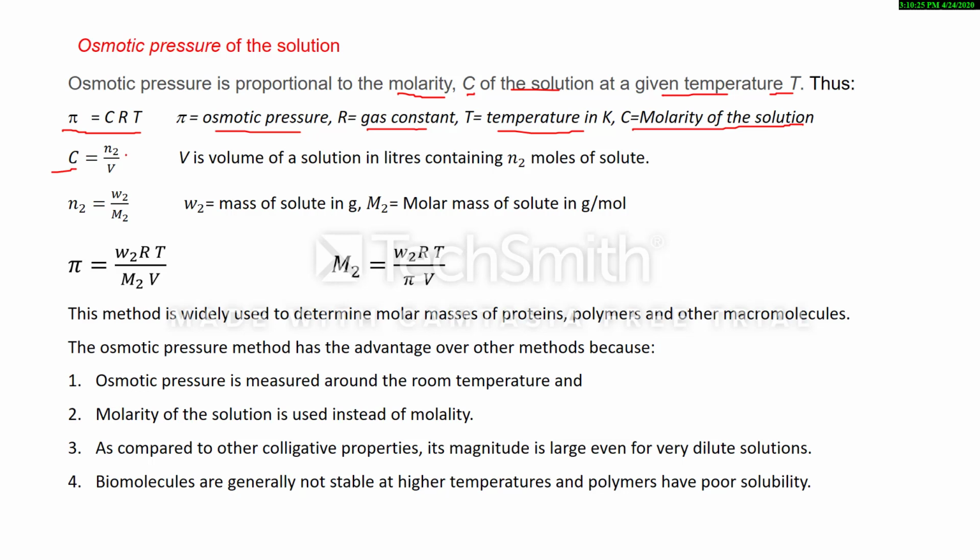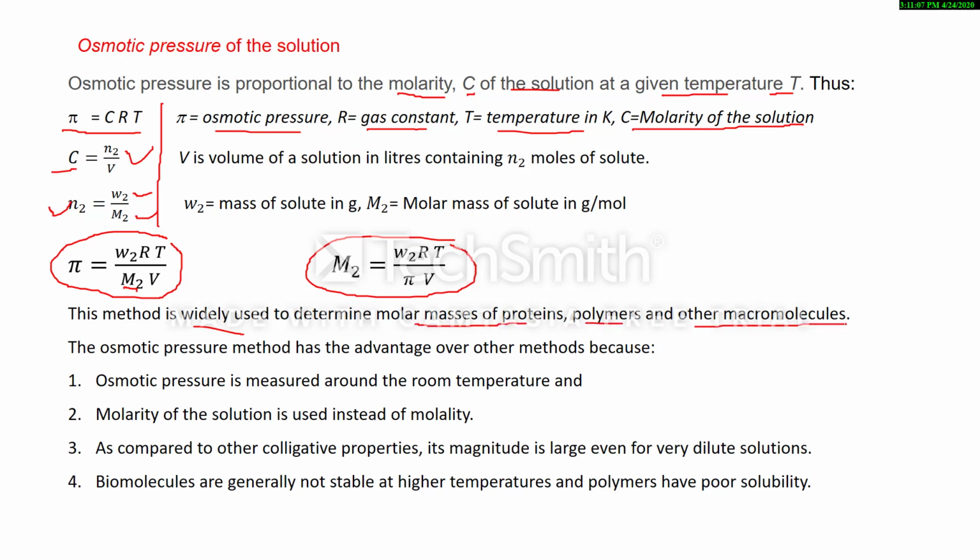As we know, molarity is the number of moles dissolved per unit volume. So we can write C = n2/V, where n2 is the number of moles of solute. And the number of moles of solute can be determined by the mass of solute divided by the molar mass of solute. If we combine these three equations, then we get pi = W2RT/(M2V), where M2 is the molar mass of solute. So we can determine the molar mass of solute by using this formula. This method is widely used to determine molar masses of proteins, polymers, and other macromolecules.